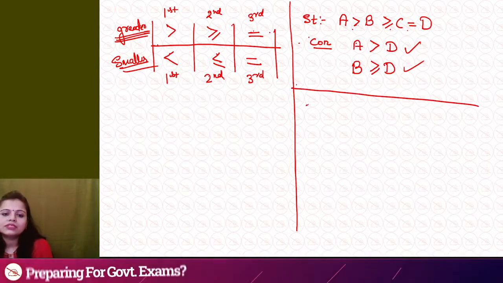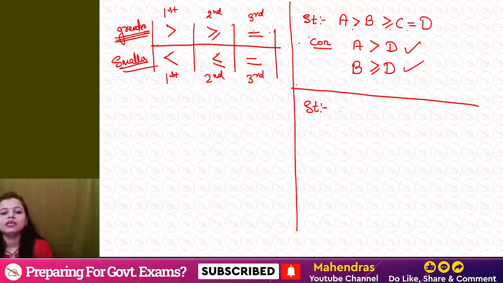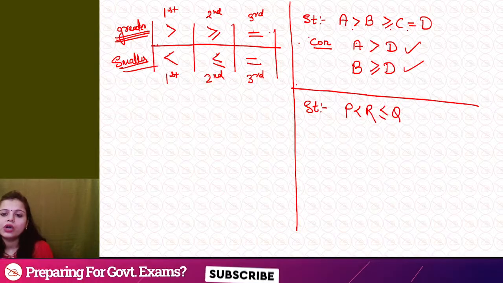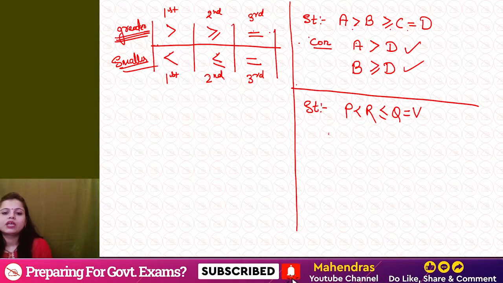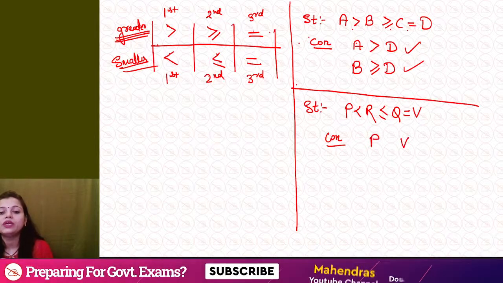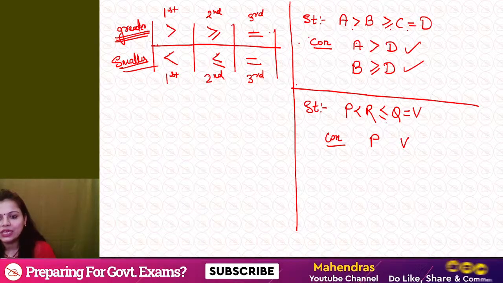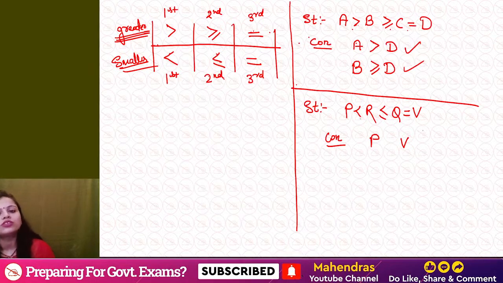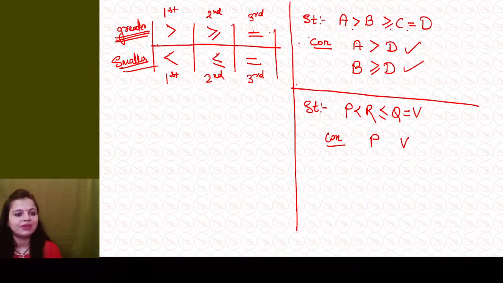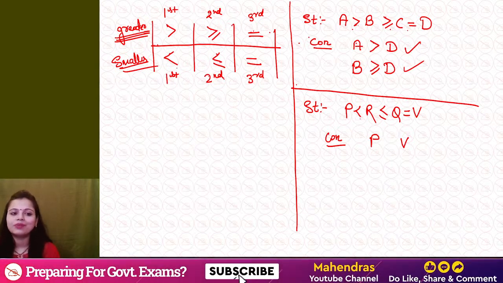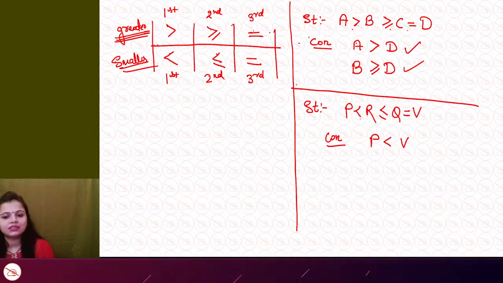Same way, if the signs are from the smaller family, that is, if I'm saying P is less than R, less equal to Q, and Q equal to V, and we are writing the conclusion, what is the relation between P and V? The relation between P and V is less, less equal, or equal. So obviously all the three signs are from the same family, that means the lesser or smaller family. So obviously in the smaller family, less will take the preference.